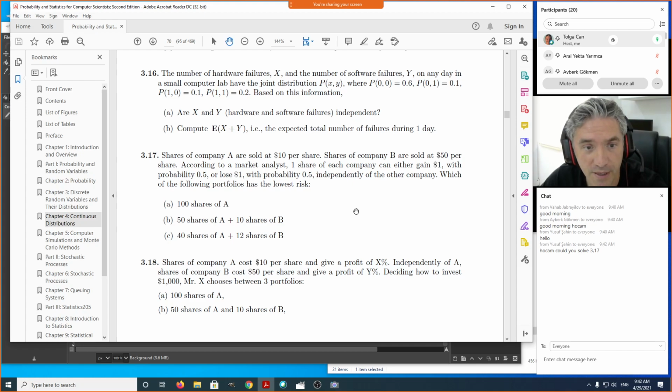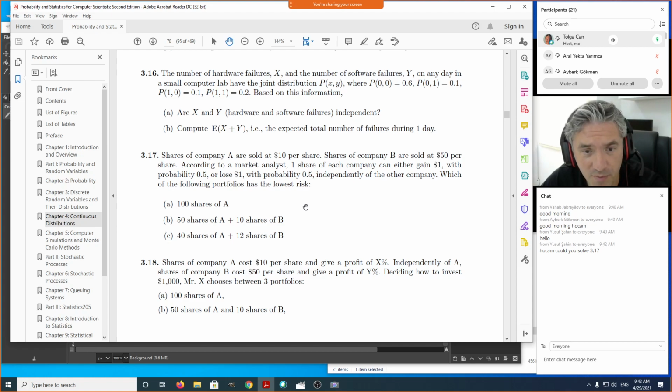Shares of company A are sold at $10 per share. Shares of company B are sold at $50 per share. According to market analysis, one share of each company can either gain $1 with probability 0.5 or lose $1 with probability 0.5, independently of the other company. Which of the following portfolios has the lowest risk?